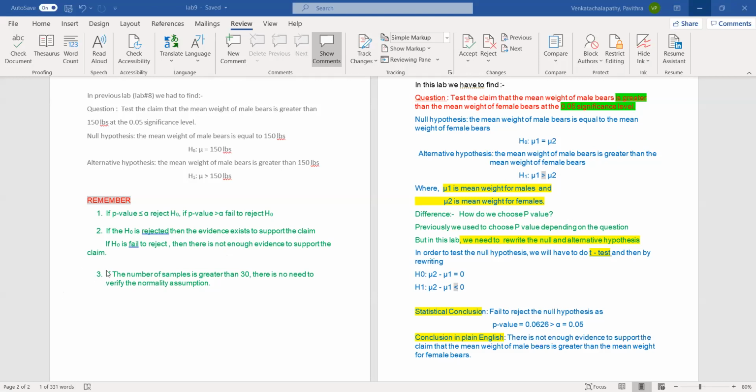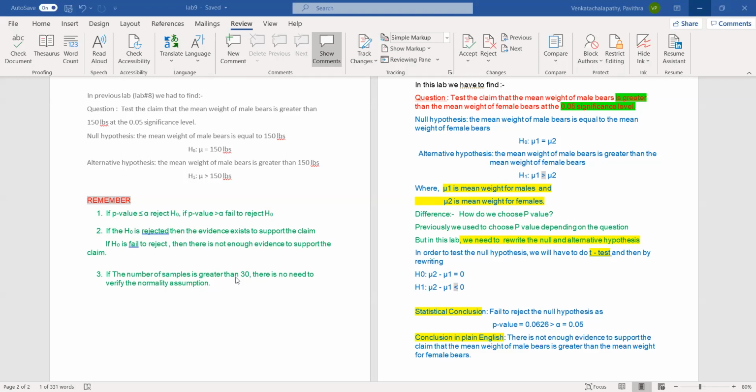And this was the main thing. If the number of samples is greater than 30, there is no need to verify the normality assumption. If you get your n values greater than 30, go blindly and assume that the variable is normally distributed. If it is less than 30, then you will have to check for normality by plotting the QQ plot, or else you will have to assume that it is normally distributed, even though the plot says otherwise, if the data points are not near the normal line.